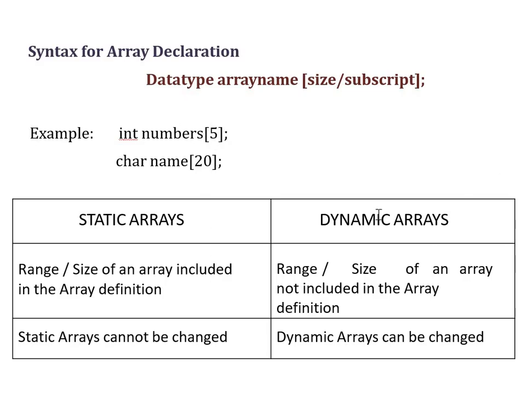The size is fixed. Whereas in a dynamic array, you need not include this size or subscript, which means it is possible to declare an array without the size, like int numbers, with a blank square bracket. It is possible. We call such a type of array a dynamic array. The reason for not specifying the size is that the number of elements in this array may change during the program execution. So I am not defining it beforehand. That's a dynamic array.